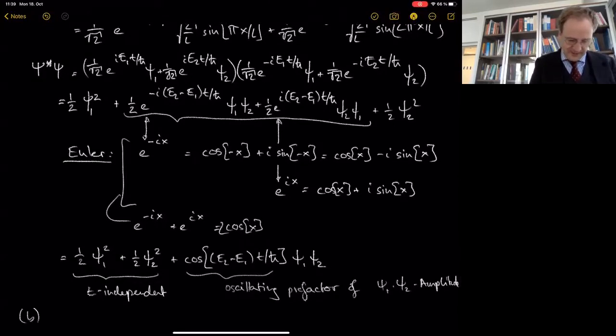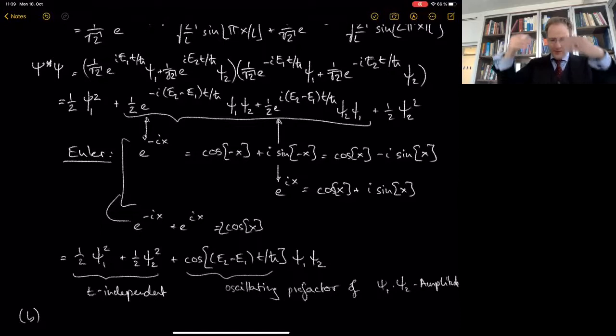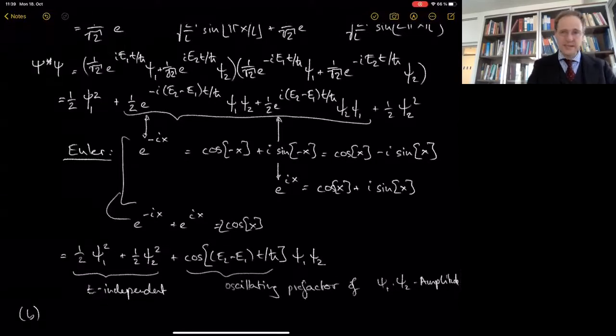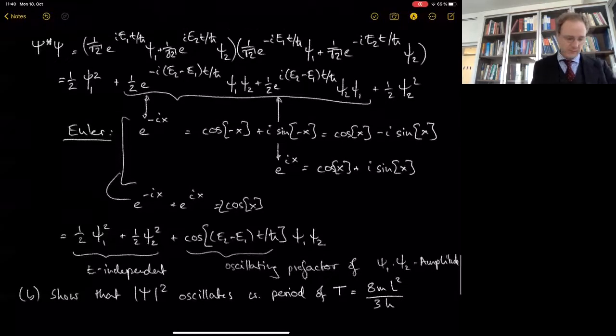The second question you could answer is, how fast does this happen? The first question, part A, was how this looks as a function of time. This we answered now. Now we want to see how fast it oscillates. So you want to show that your psi squared oscillates with period T equals 8mL squared over 3h.